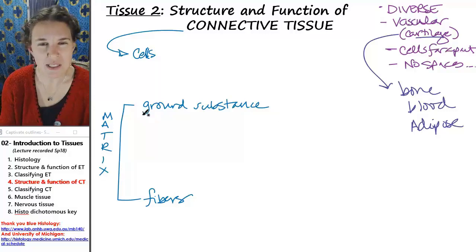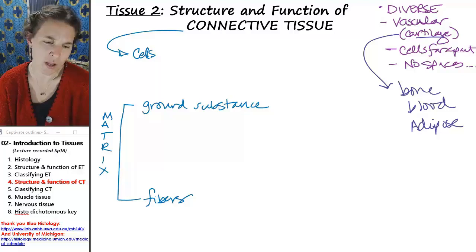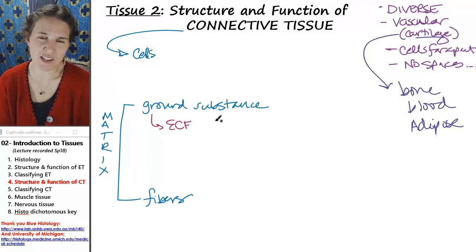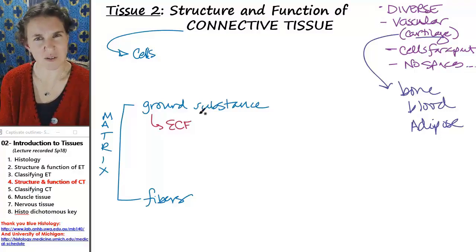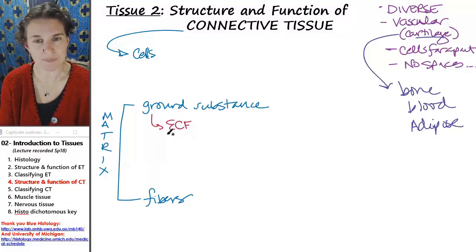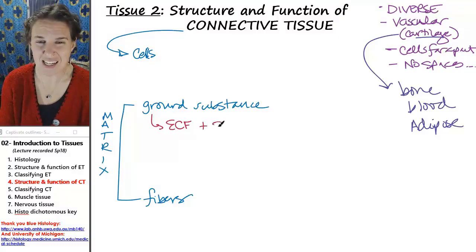The ground substance is like the soup. I'm going to throw this out there for you: it's the extracellular fluid of the tissue. So really, this ground substance is whatever the fluid is that the fibers are sitting in. Ground substance includes the fluid plus any solutes in the fluid.